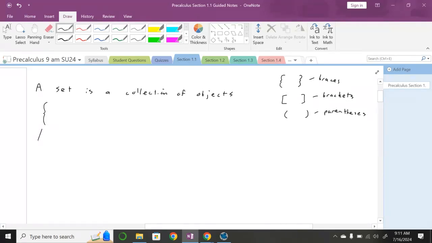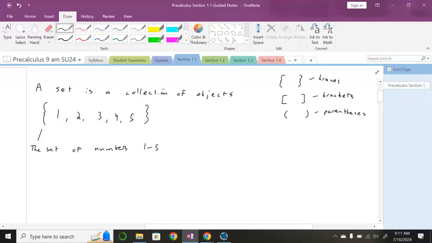So when you see this, you read this as the set. And then we can put objects in here. So let's just say 1, 2, 3, 4, 5. And then I close it. So this is the set of numbers 1 through 5.